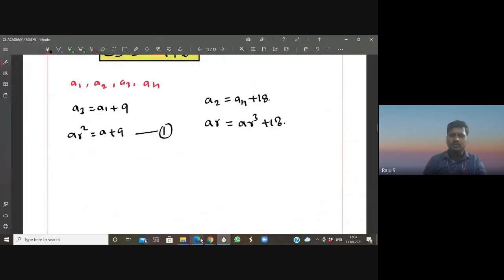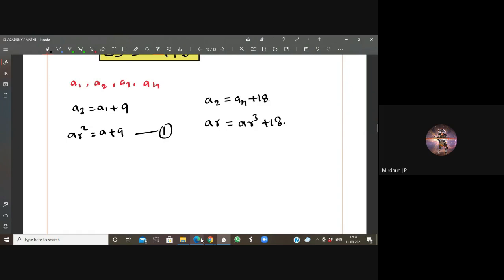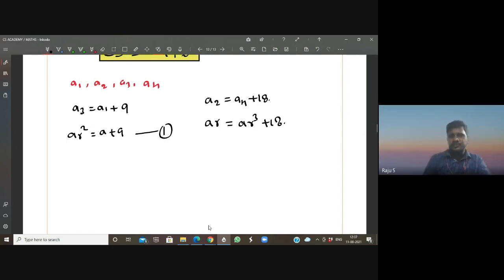Yes, students. Sir, can we take R square is equal to A plus 9 by A, sir? Your wish. Whatever the way you can do, you can find the common ratio. Solving these two equations, then tell me what is A and what is R.